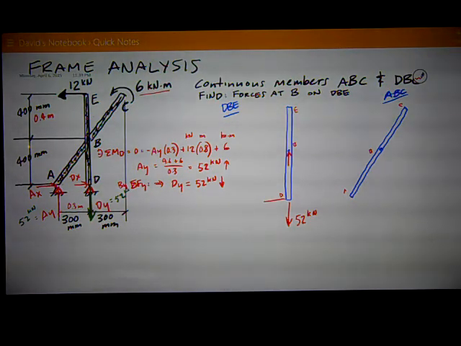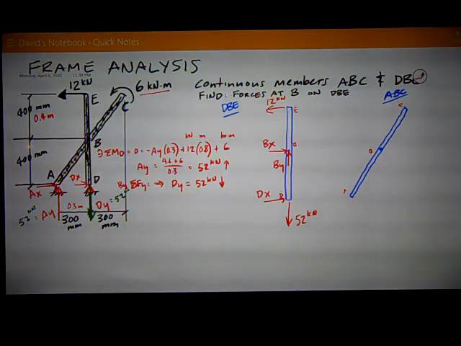And I've got DX that I don't know what it is, I assume to the right. At the top at point E, I've got that 12 kilonewton force. And at B, the pin where the two members meet, I'm just going to assume BY up and BX to the right on that member.